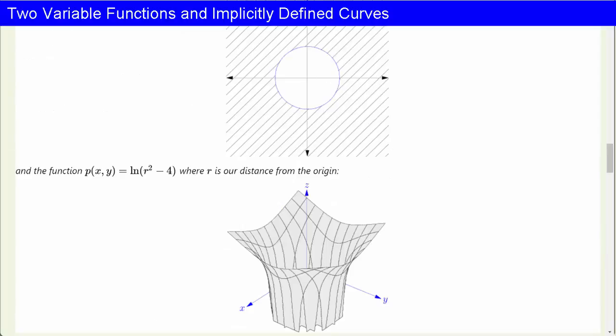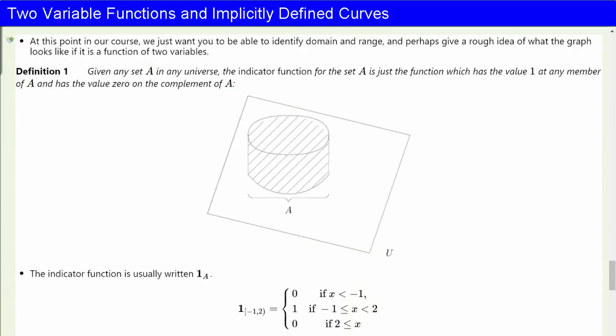And in fact, we can sketch the function. The function p of x, y is just the log of r squared minus 4, where r is our distance from the origin, so we can just use our knowledge of the graph of the logarithm function to graph this function. At this point in our course, we just want you to be able to identify domain and range, and perhaps give a rough idea of what the graph looks like if it is a function of two variables. So lots of practice is called for.